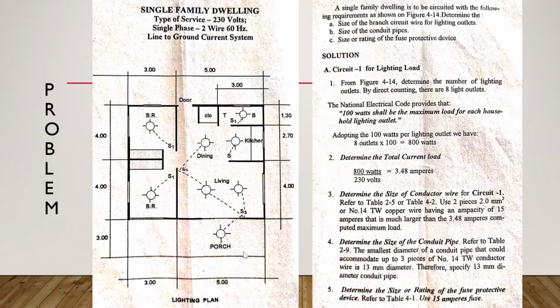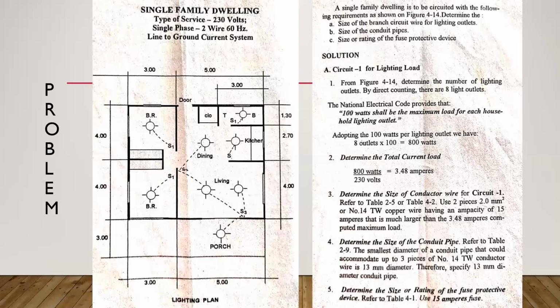Okay? So, here, lighting plan lang muna ang ating consider. So, we have a lighting plan, and then we have the condition or problem. A single family dwelling is to be circuited with the following requirements na nandito sa ating figure. Determine the size ng ating branch circuit wire for the lighting outlets. Letter B, size ng ating conduit pipes. And then letter C is yung size or rating ng ating fuse or yung ating overcurrent protective device.